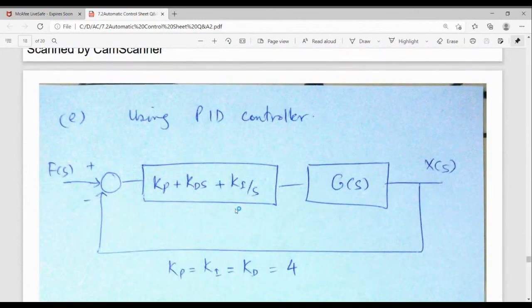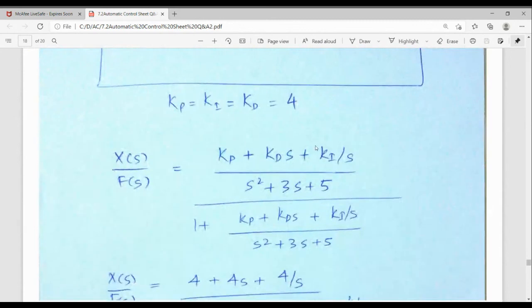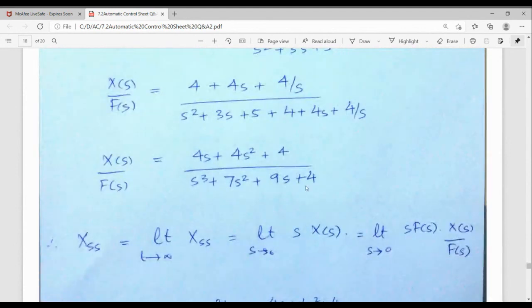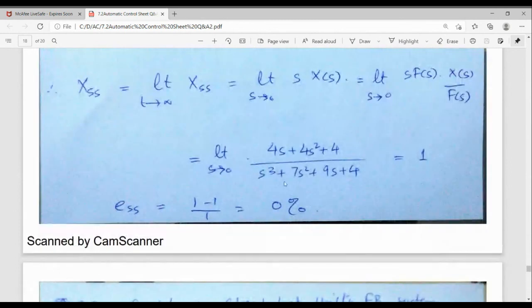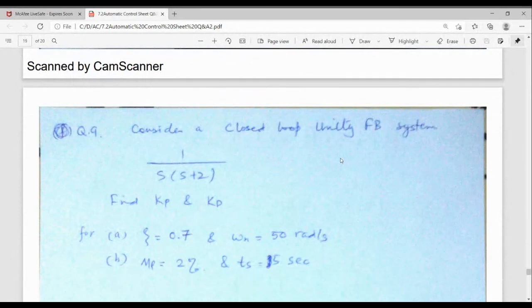This is PID controller, all at the same time. Kp plus KD s plus Ki by s. So all these are equal to 4. Upon substitution of this, 4 plus 4s plus 4 by s, you will get some equation here. Upon substitution in the standard equation, you will get 1. That is, steady state error for PID controller is 0%. Okay.